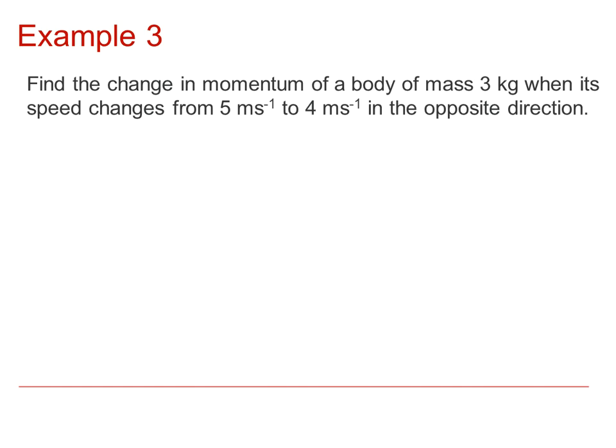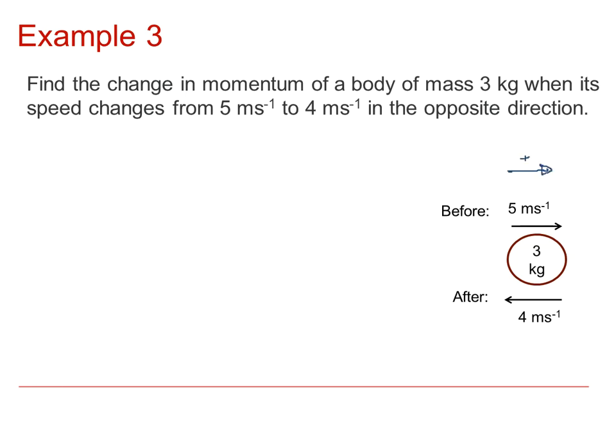So in this next example then we've got the speed changing from 5 meters per second in one direction to 4 meters per second in the other direction. So if we put that onto a diagram, you can see we've got 5 going towards the right and 4 to the left. And when it comes to calculating the momentum, because it's a vector quantity, we need to define a positive direction. So in this particular question I'm going to take positive to the right in the direction of the initial motion. So now we can calculate the final momentum minus the initial momentum.